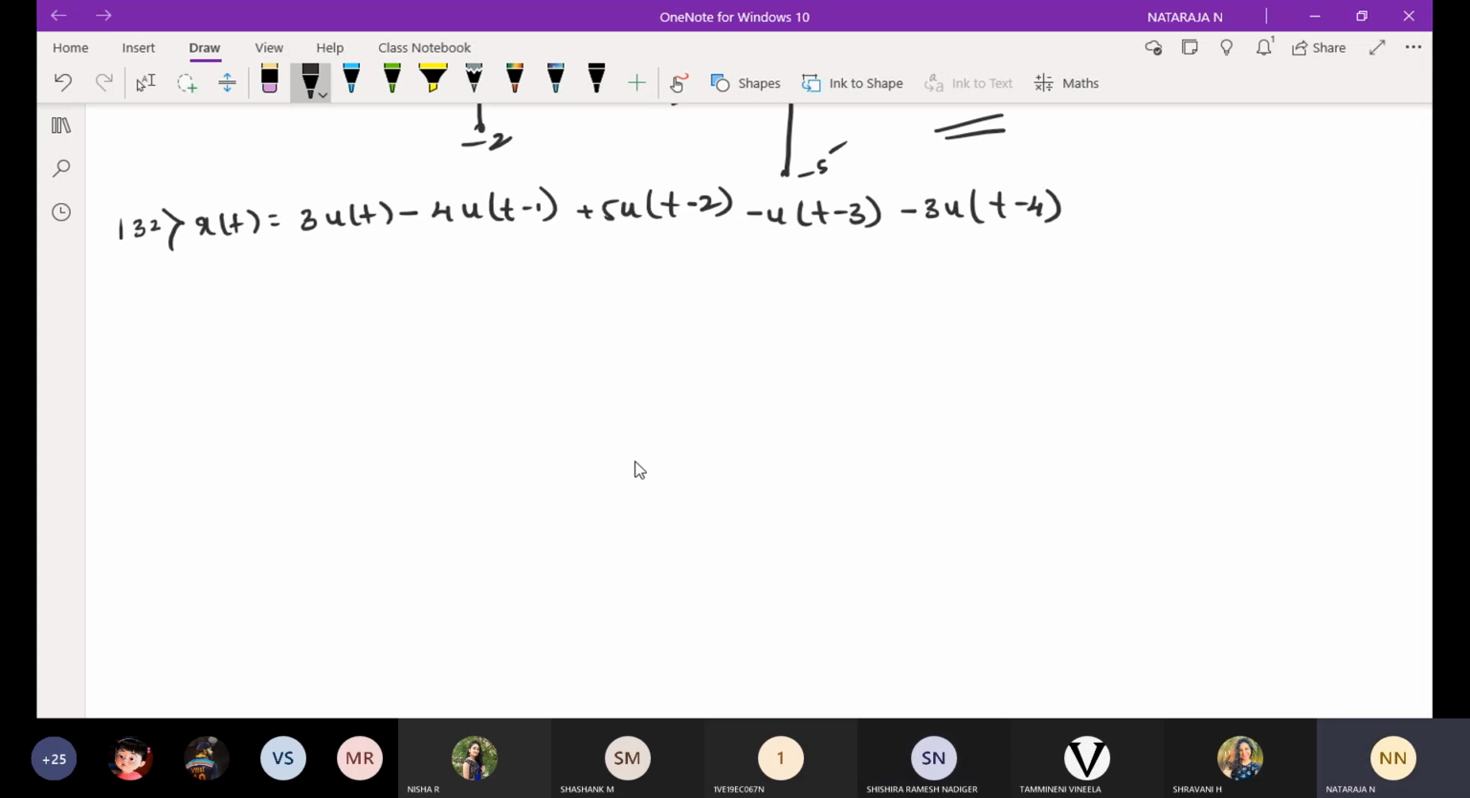At 0 we have a 3, at 1 we have minus 4, at 2 we have 5, at 3 minus 1, at 4 minus 3. Everyone got? Yes, sir. Okay, we'll try for next problem.